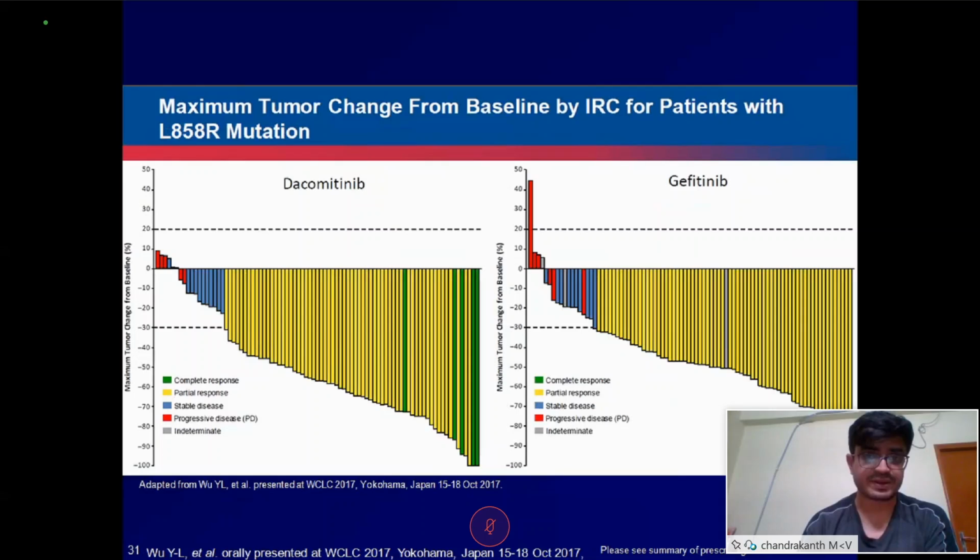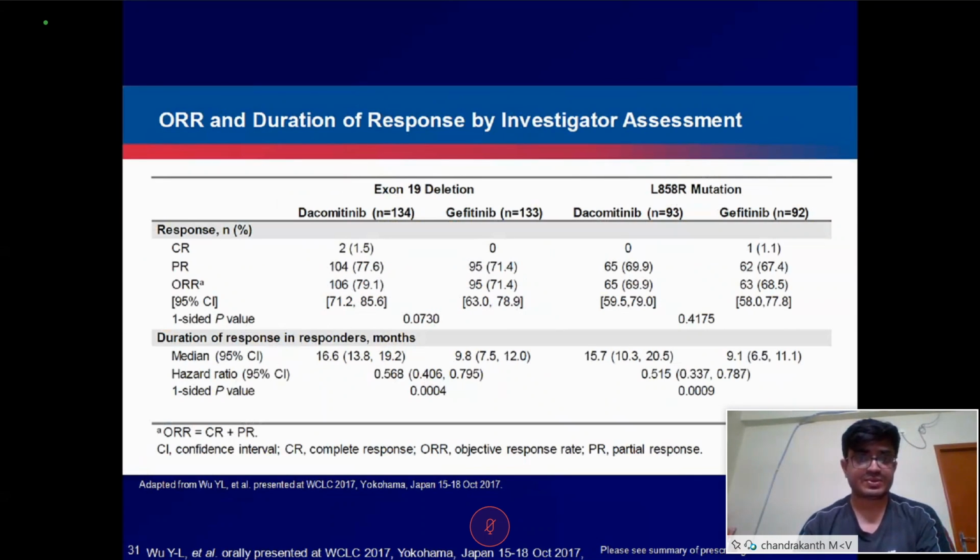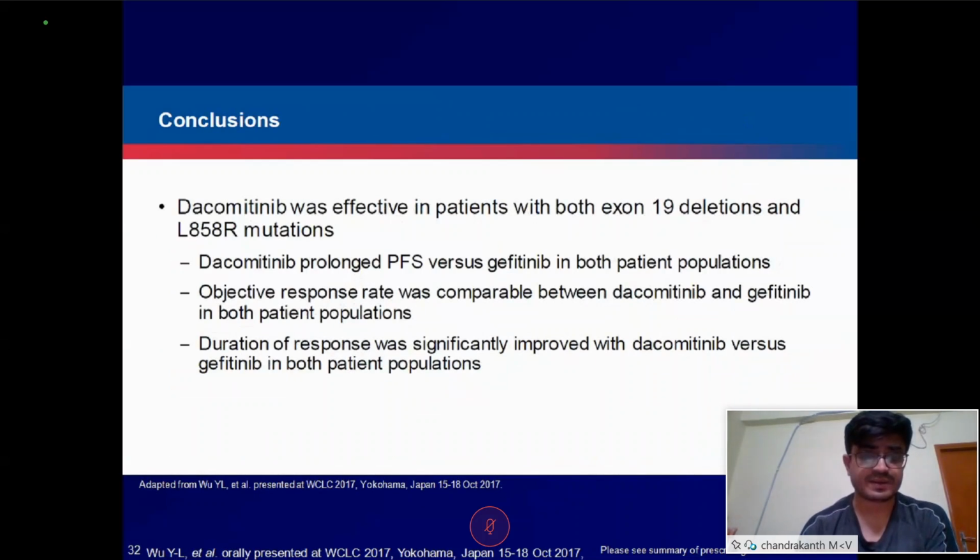Again, this is the waterfall plot where the response rates are better with exon 19, and again exon 21. So the duration of response was also numerically better in exon 19 when compared to exon 21. However, it was better than Gefitinib in both exon 19 and 21. So it prolonged PFS versus Gefitinib in both patient populations. Objective response rates were comparable between Dacomitinib and Gefitinib in both patient populations.